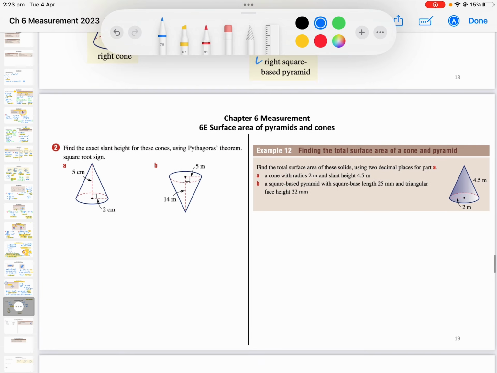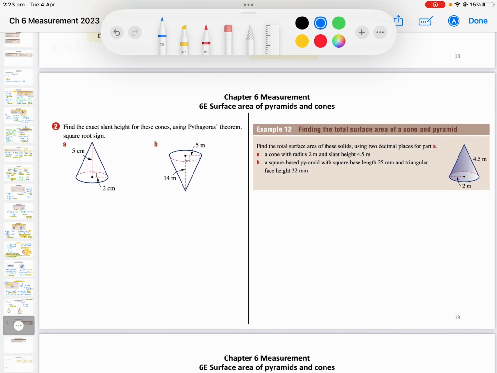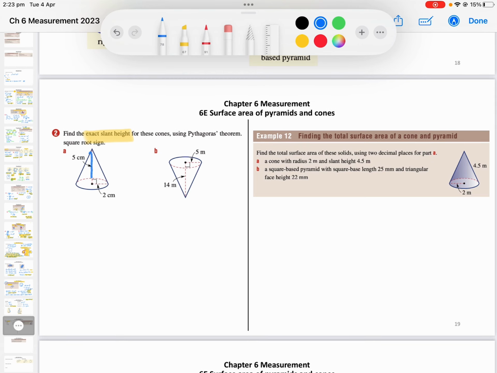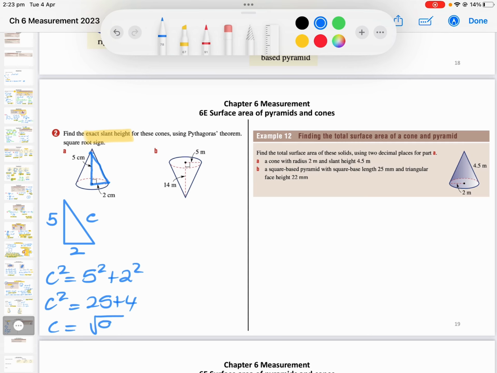All right, so let's do some calculations. Before we do that, what we're going to do is talk about exact values. We know when we have the exact value, it's written as a surd, or it's in terms of pi. So you could do this without a calculator, because you'd say actually we're just finding the slant height. So if I make a little triangle out of this one here, the height is 5, the base is 2. So we know c squared equals a squared plus b squared. So that's 25 plus 4. So that means c is the square root of 29.